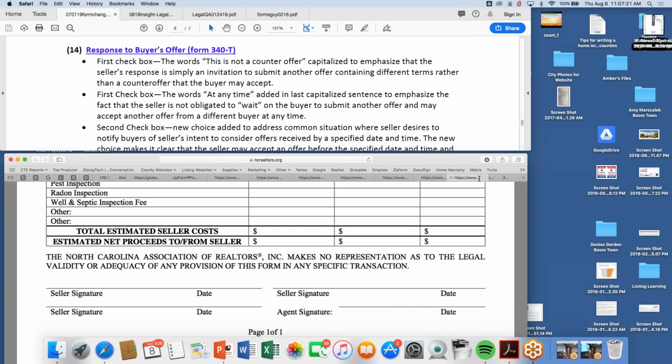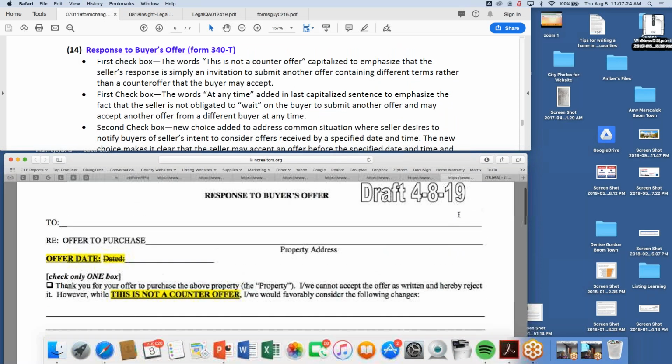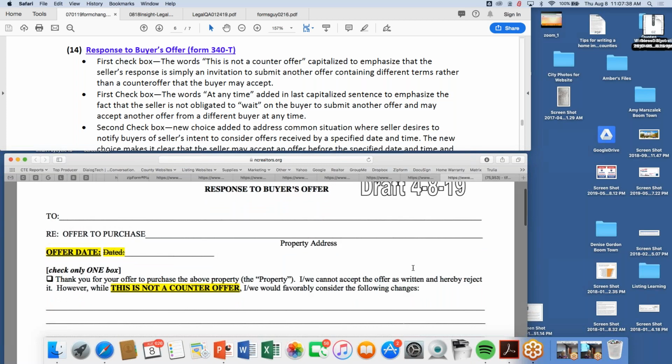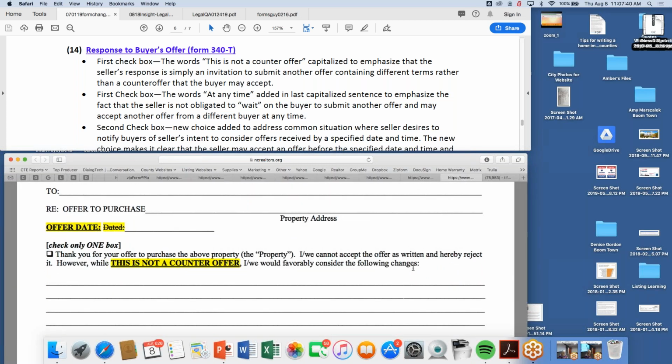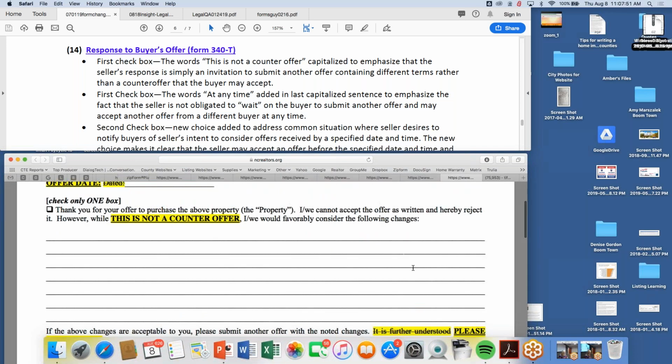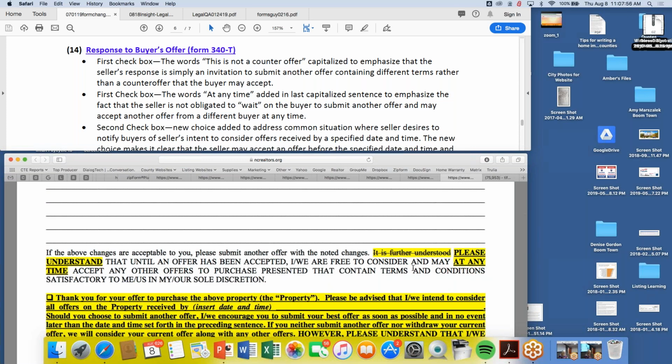Response to buyer's offer. It's a lot of yellow on this one. How many people actually use the response to buyer's offer form? This one is a great form when you look at it in its piece. So again, they decided to scream at you, this is not a counter offer, with the bold print here. And they changed from dated to offer date, so it's clearer at the top. And again, you can reject an offer and still state what you would be willing to consider, but they also felt like we needed to clarify what that actually means.